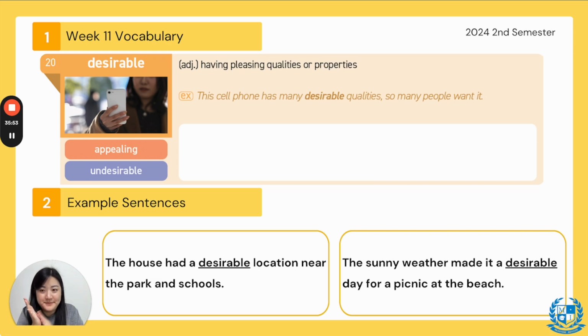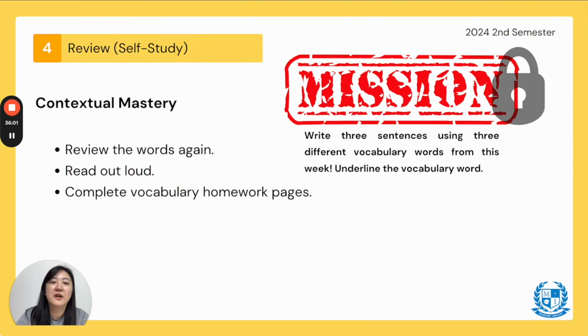Woo! We're done. Very good. Let's go to the next one. And I know you're waiting for this. And it's the same mission. Write 3 sentences using 3 different vocabulary words from this week. Underline the vocabulary word, write your name, class, and week number so I don't get confused because we've been using the same mission for vocabulary for a while. And please do the missions. I want to give out dollars.